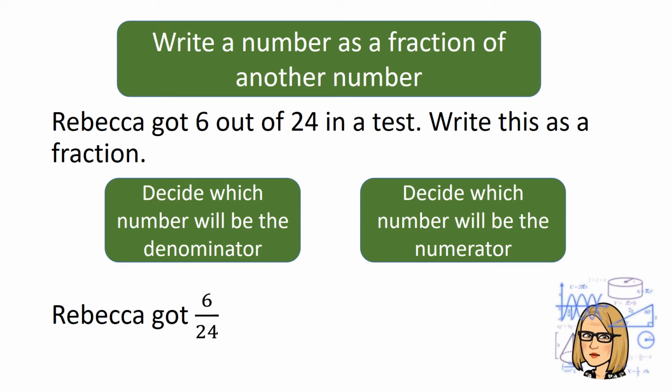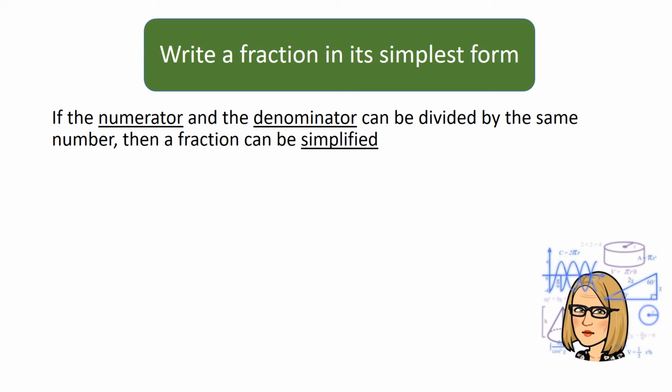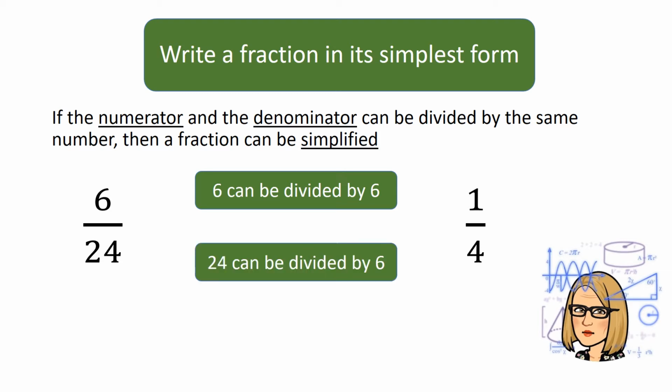Now you might look at that fraction and realise that actually that can be written in a simpler form. Let's see what that means. When you're writing a fraction in its simplest form, there's a rule which says that if the numerator and the denominator, the top number and the bottom number, can both be divided by the same number, then a fraction can be simplified. Looking at my example for my test, I got 6 out of 24. Well, 6 can be divided by 6, which gives me 1. 24 can also be divided by 6, which gives me 4. So because 6 and 24 can both be divided by 6, 6 over 24 can be simplified to a quarter.